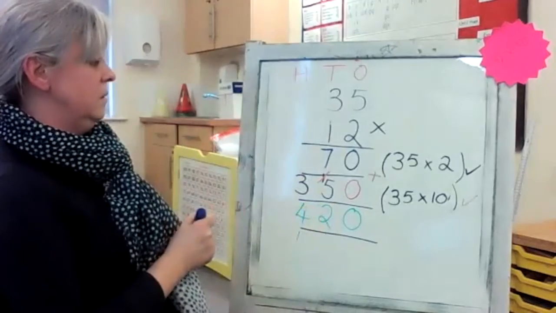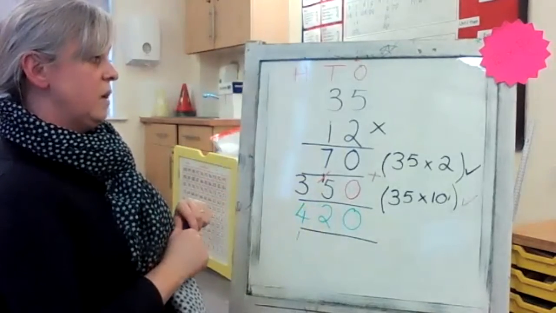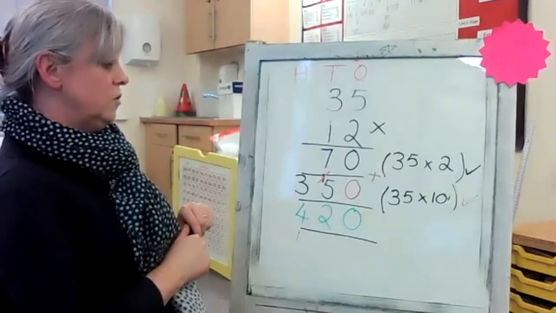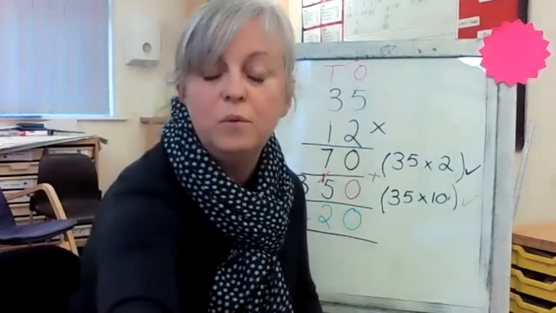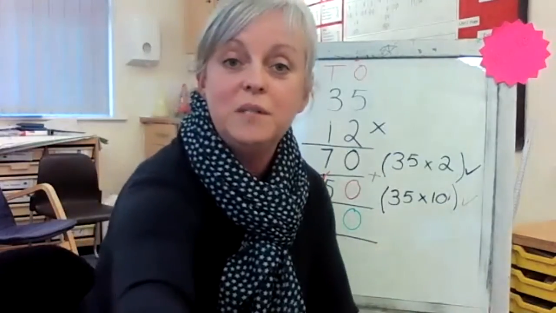So here we go. That's your answer. 35 multiplied by 12 is 420. You try now a few with your own and see how you get on using those steps.